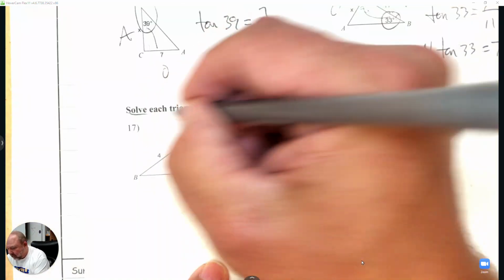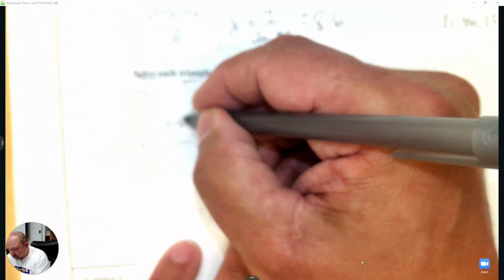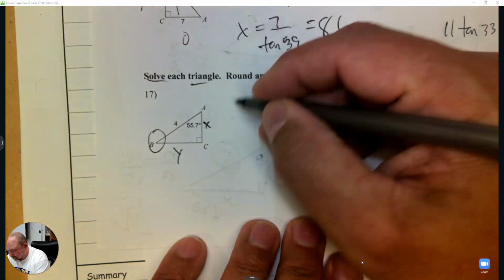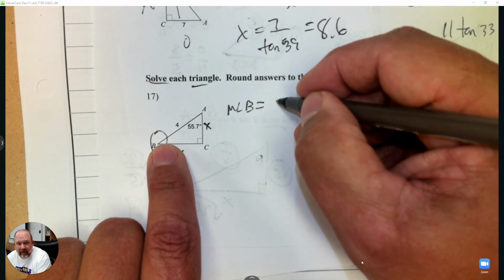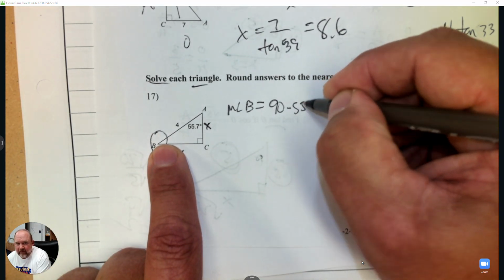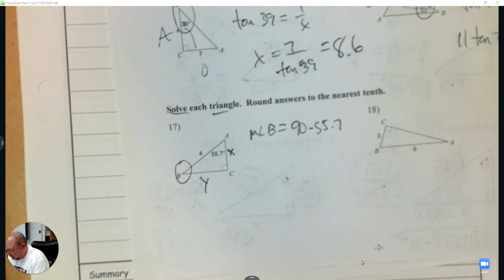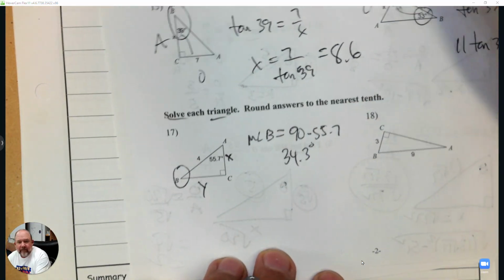All right, what does it mean to solve a triangle? What that means is you're going to find all the parts that are missing. So the parts that are missing, I'm going to label this one x, this one y, and there's b. The easiest one to start with is b. To find this missing angle, you just go 90 subtract 55.7. I get 34.3 degrees. There's a start.